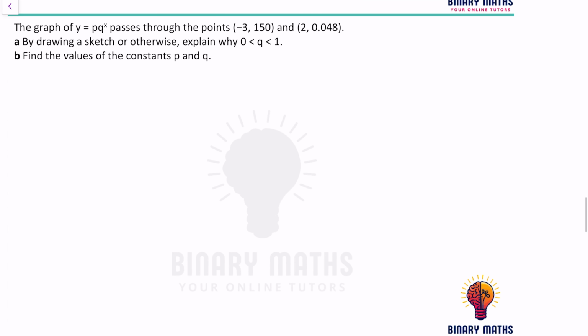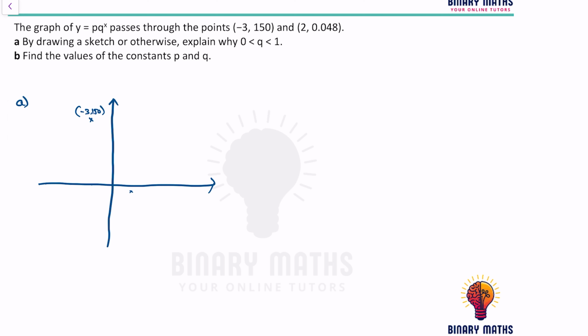Okay, next question. The graph of y is equal to p q to the x passes through the points (-3, 150) and (2, 0.048). A, by drawing a sketch or otherwise, explain why 0 is less than q, which is less than 1. If I sketch it out, okay, so I've got -3, 150, so -3 somewhere here, 150 is somewhere there, so that is, let's just say, (-3, 150). We know it's in the second quadrant.